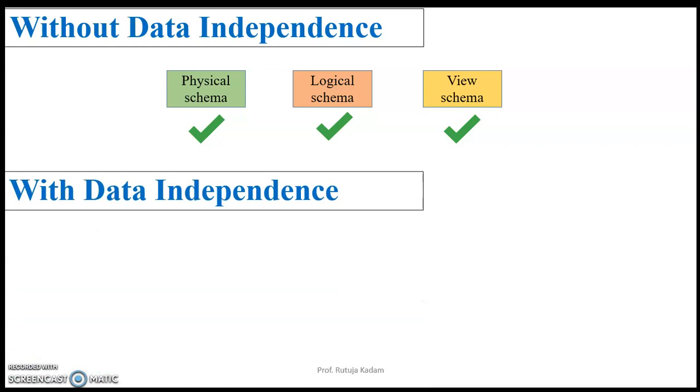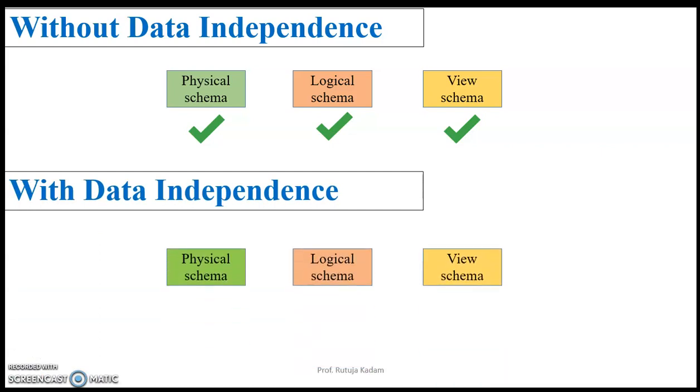So, what happens with data independence? Let's say, again there are obviously three levels of data abstraction. Now, the changes have been made in the logical schema. So, which is the next higher level of the logical schema? It is view schema. So, there is no need of altering view schema, or there is no need of making changes in the view schema. It gets automatically updated to the next higher level. So, that is the difference.